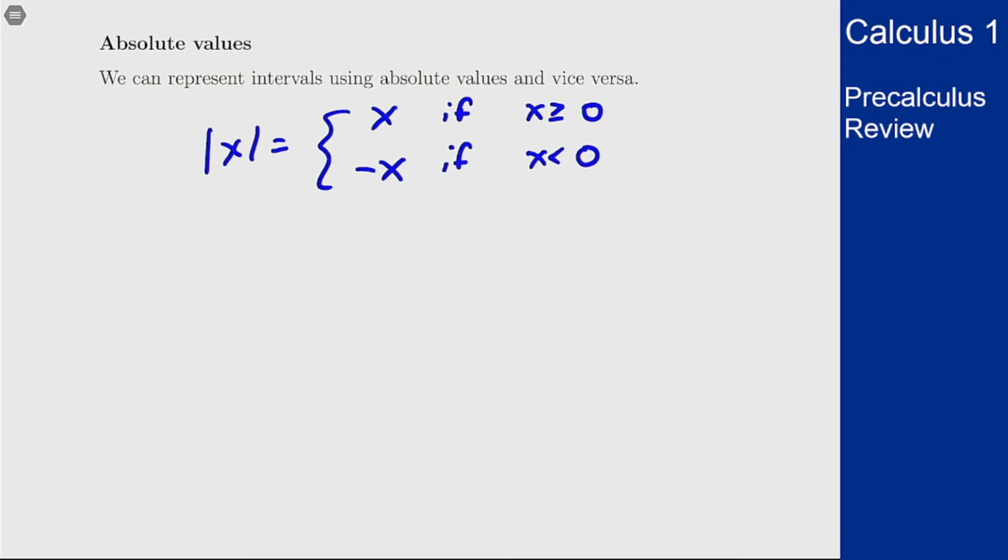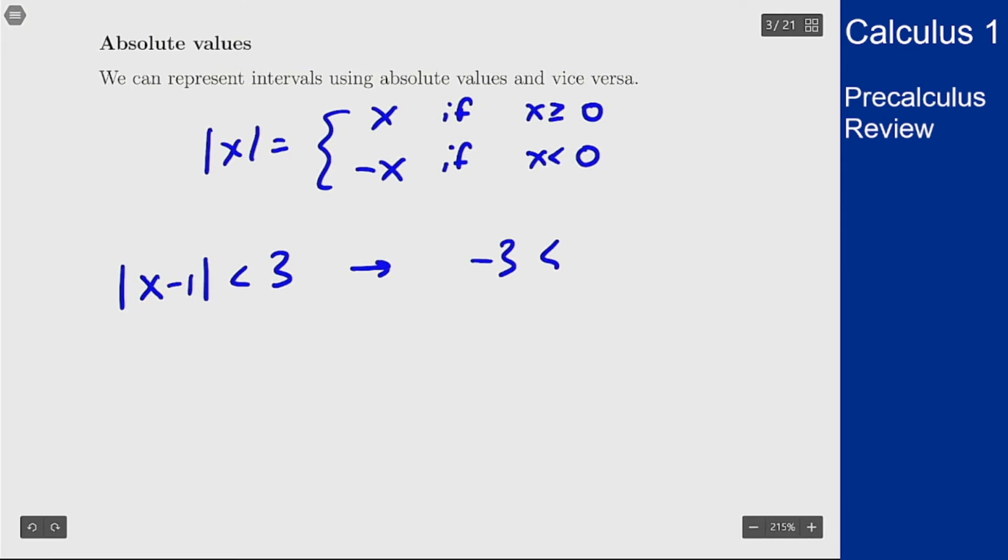And how does this relate to intervals? Well, for instance, I can look at an absolute value inequality. So something like the absolute value of x minus 1 is less than 3. And I can figure out what that means in terms of an interval. I can do that first by splitting this up, by sort of undoing the absolute value part. So if the absolute value of x minus 1 is less than 3, what that means is that negative 3 is less than x minus 1 is less than 3.